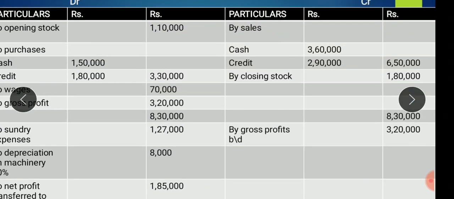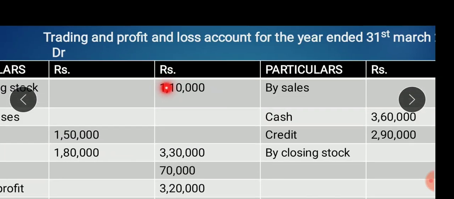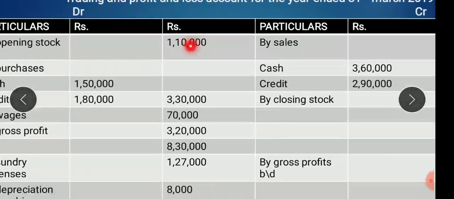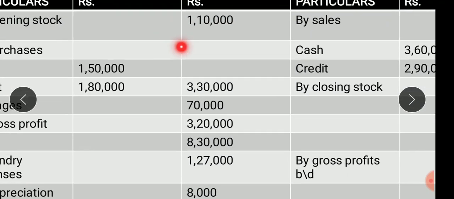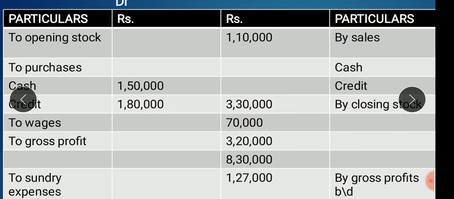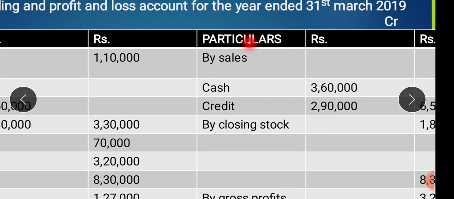The next, trading and profit and loss account for the year ended 31st March. The debit side: to opening stock 1,10,000, to purchases, cash purchase plus credit purchase. So cash 1,50,000, credit 1,80,000. The total purchase value 3,30,000. To wages 70,000. And then credit side, by sales.